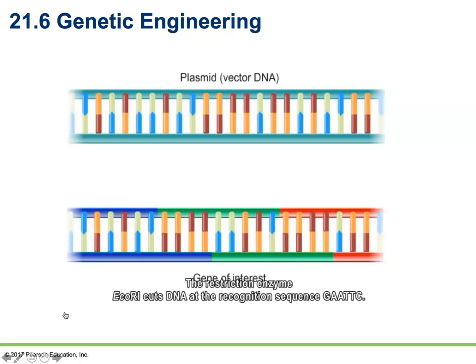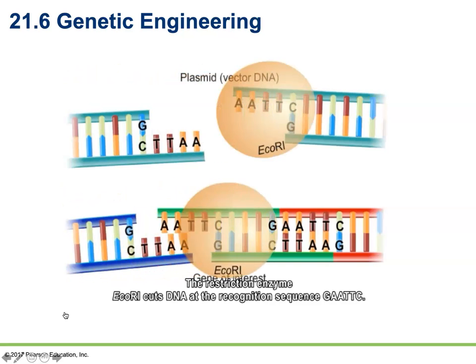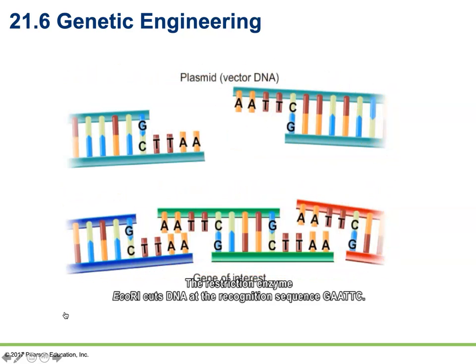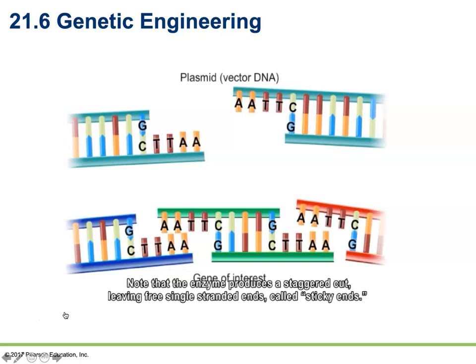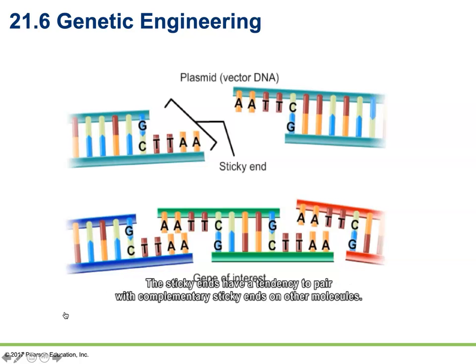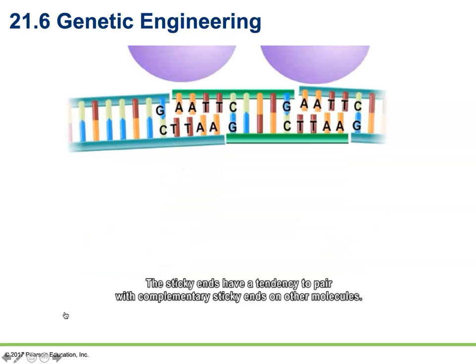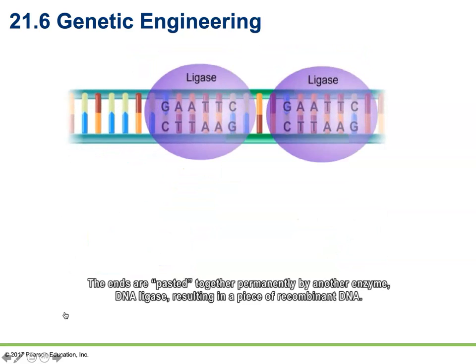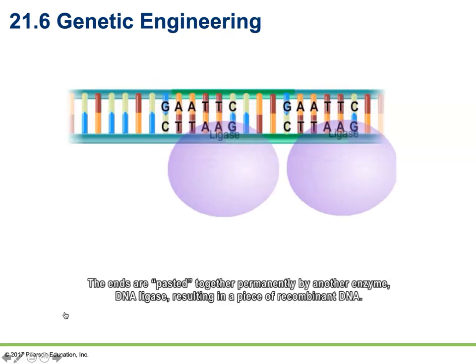The restriction enzyme EcoR1 cuts DNA at the recognition sequence GAATTC. Note that the enzyme produces a staggered cut, leaving free single-stranded ends called sticky ends. The sticky ends have a tendency to pair with complementary sticky ends on other molecules. The ends are pasted together permanently by another enzyme, DNA ligase, resulting in a piece of recombinant DNA.